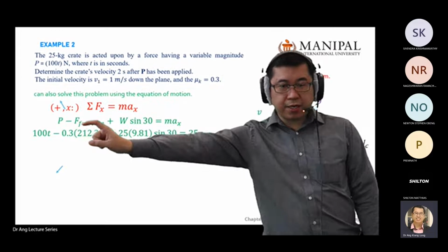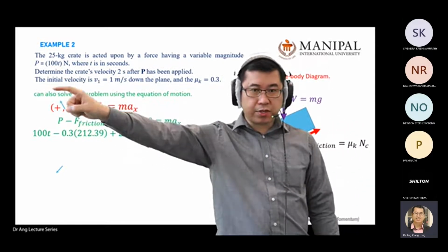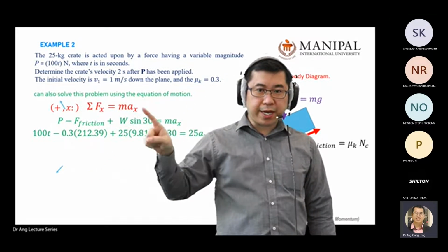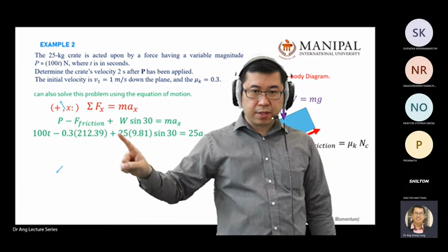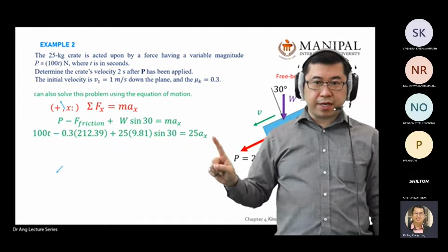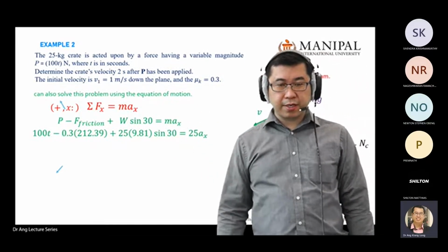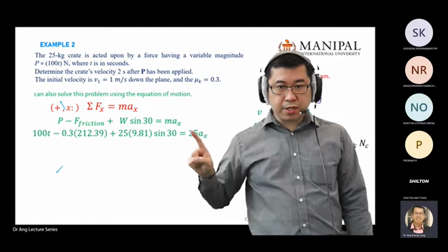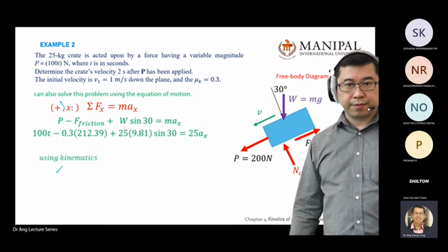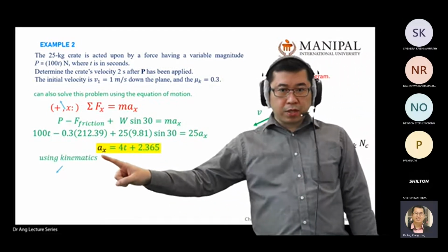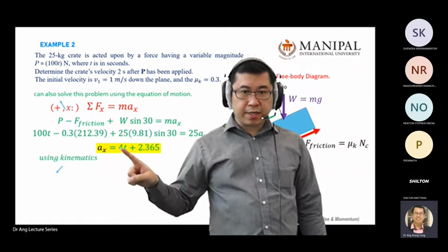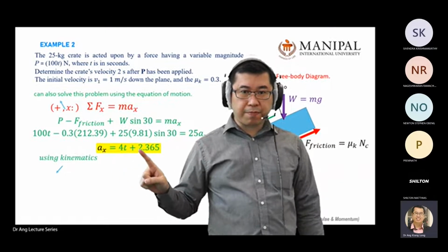Okay, P again you put in the equation, 100t, friction equal to mu friction coefficient times the N you defined just now, plus mg sine 30, m given, ax you need to find. Okay, so here this equation you can find the acceleration in x direction. Your acceleration is an equation because you have a t there, right? Ax equal to 4t plus a constant value.